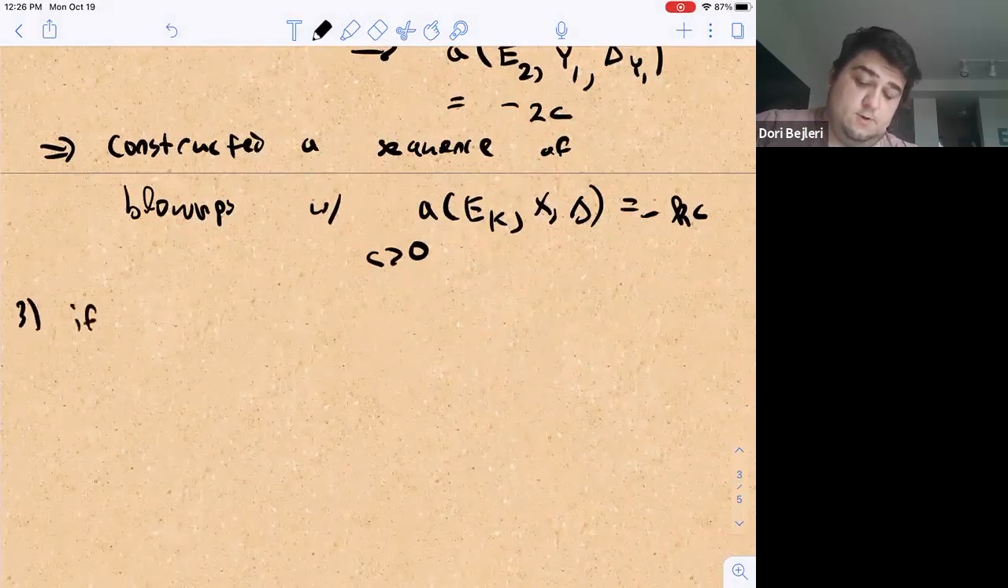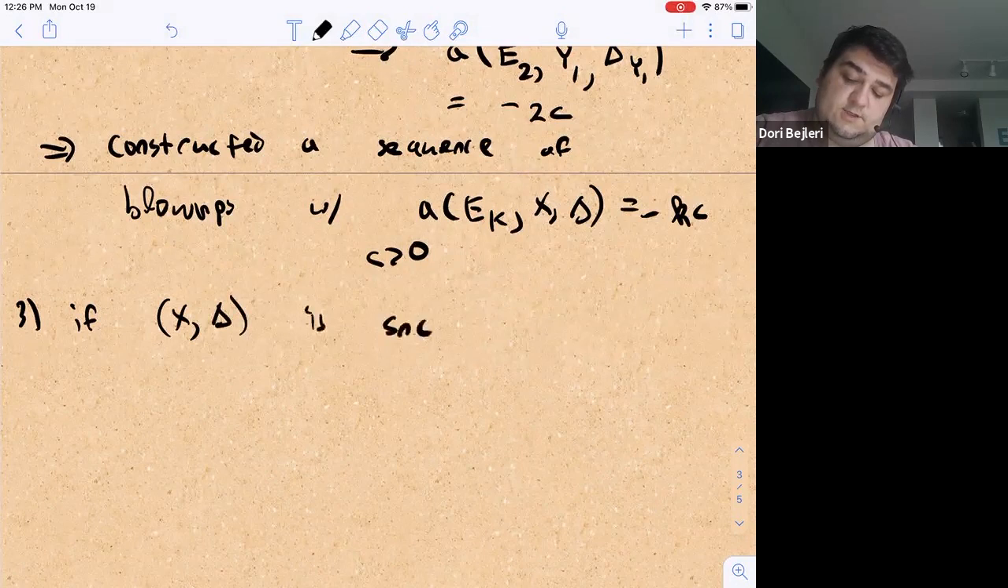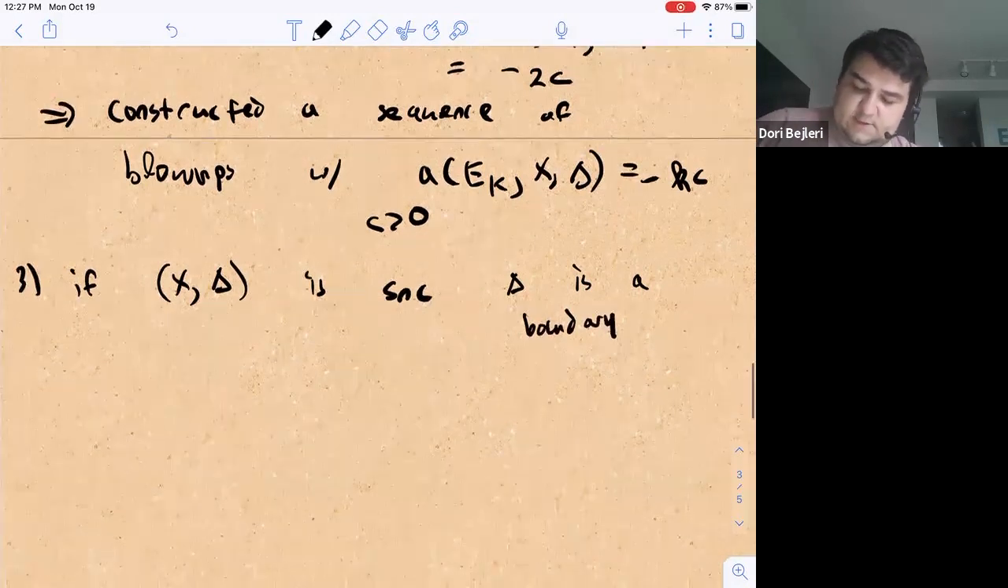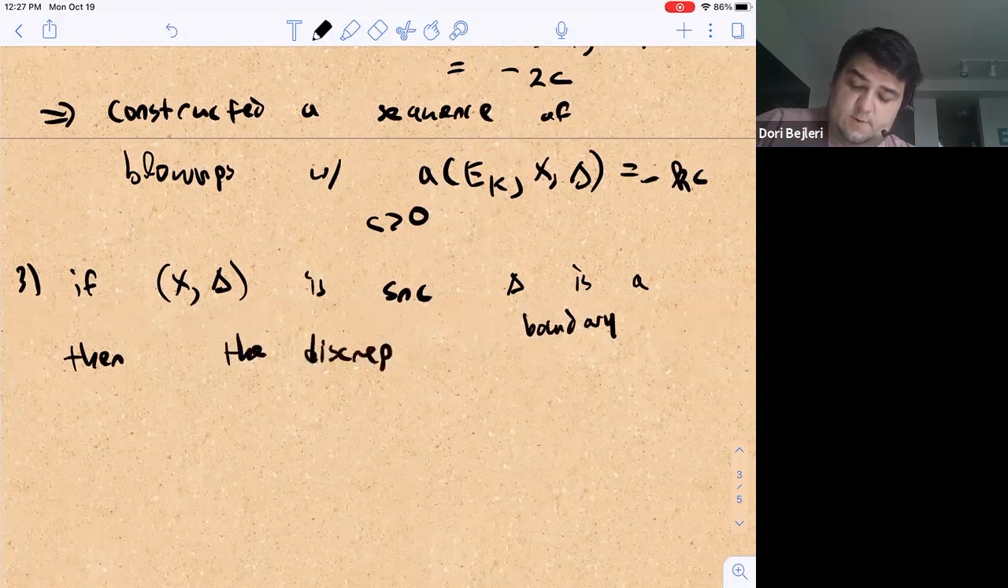So if X, delta is simple normal crossings, and let's say that delta has coefficients less than or equal to 1, maybe delta is a boundary. And so in particular, X is smooth because it's part of being simple normal crossings. Then the discrepancy of this pair can be computed as follows.